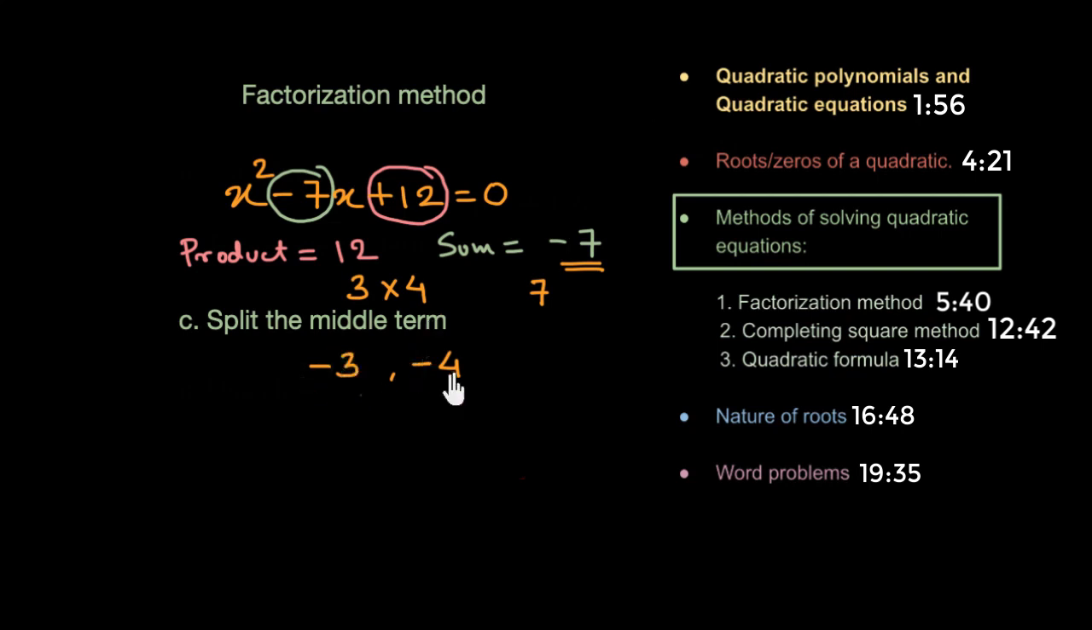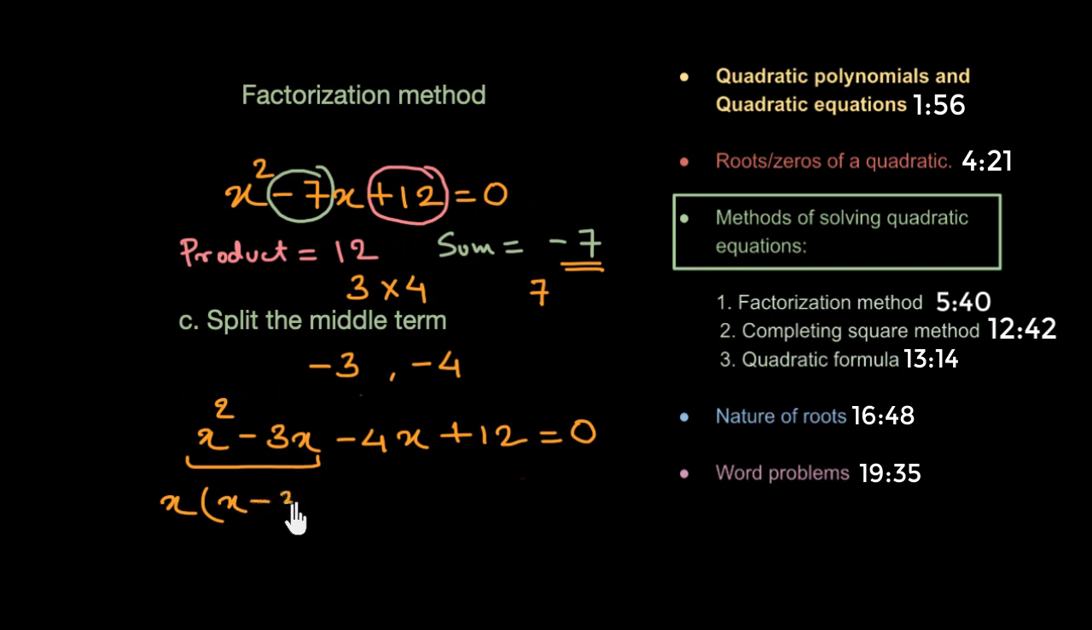So now once we have these two values, we'll try to split the middle term in terms of negative 3 and negative 4. That is, we can write this as x square minus 3x minus 4x plus 12 equal to 0. And now from the first two terms, we'll try to pull out any common factor. So here we can see we have x as the common factor.